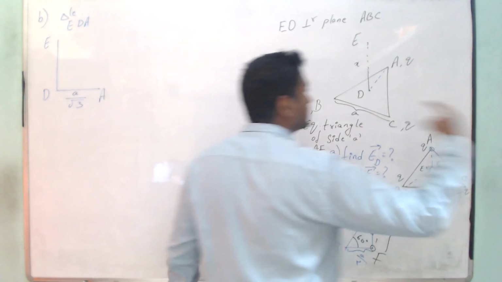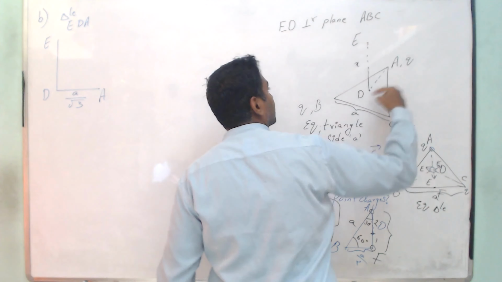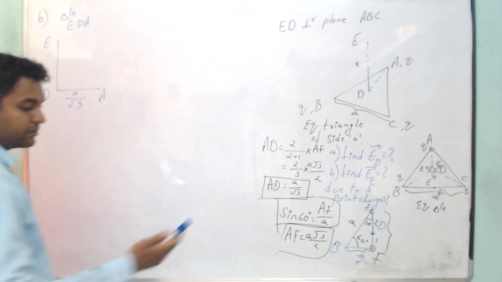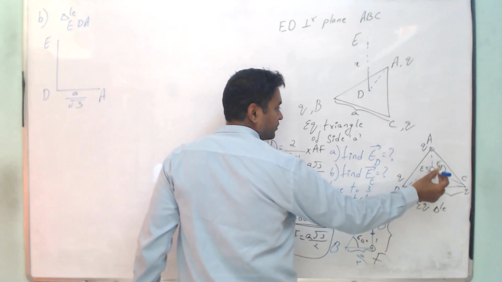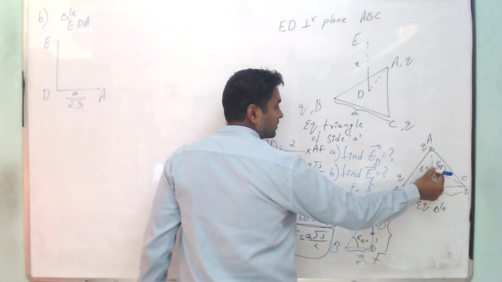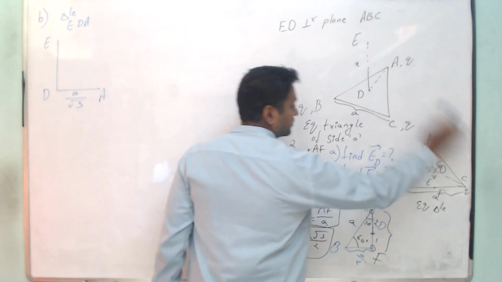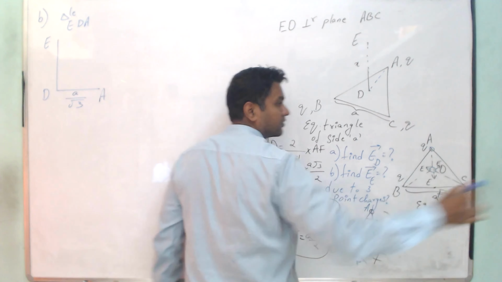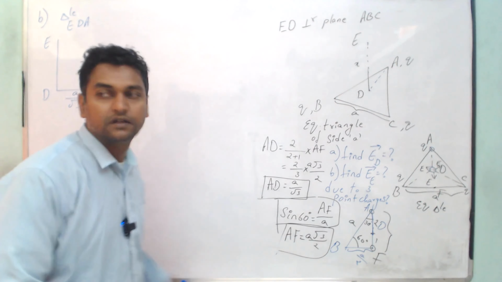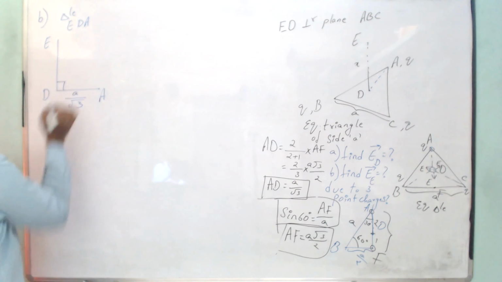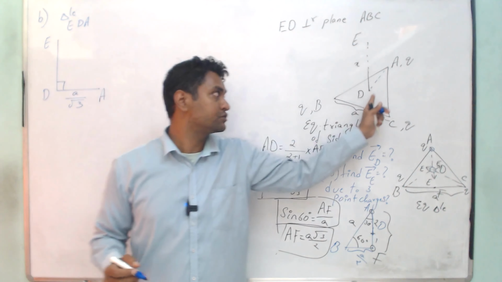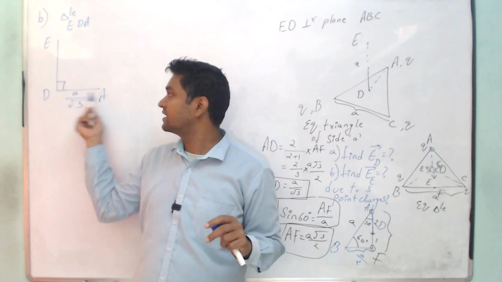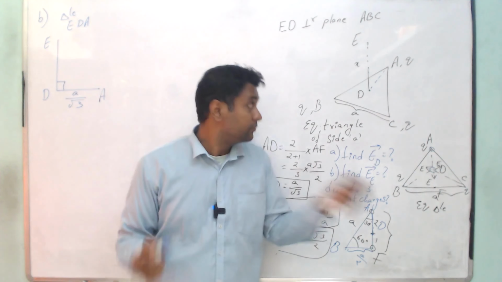In this figure, which triangle am I looking at? I am looking at EDA. Remember, my ED is perpendicular to the triangle, perpendicular to the whole board. Therefore, my ED is perpendicular to AD. Clear? And my AD is a by root 3. My ED is x.